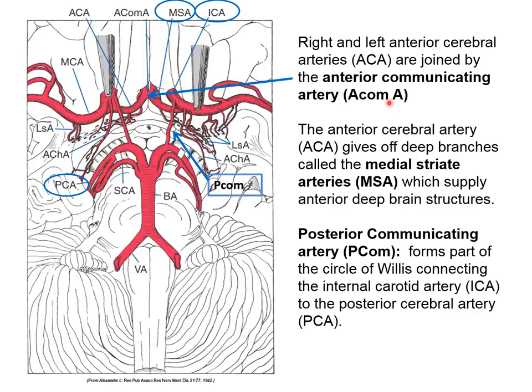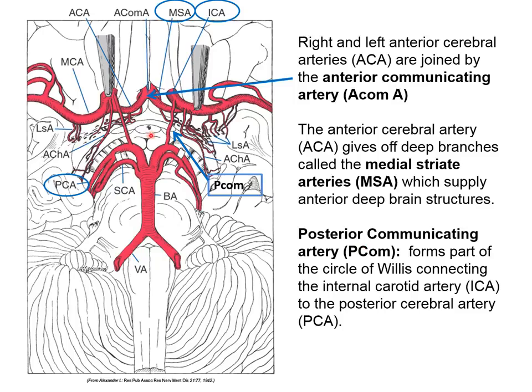We can see here the anterior communicating artery that connects the 2 anterior cerebral arteries, and we see the internal carotid artery as well. Coming off of that region, we can see a smaller artery, the medial striate arteries, and they supply some of the deep structures of the brain.